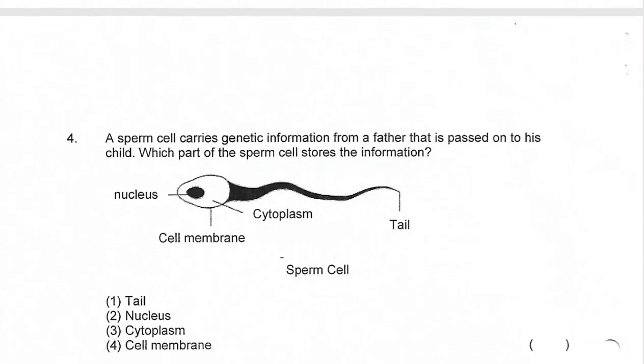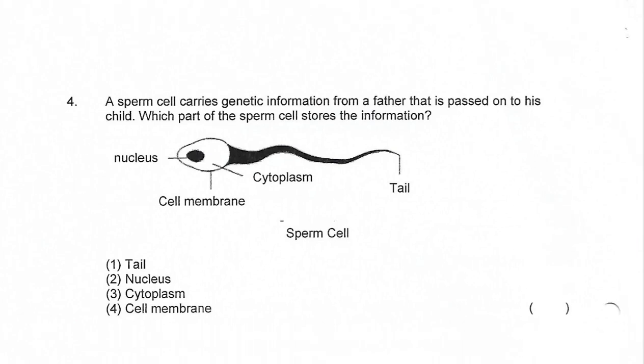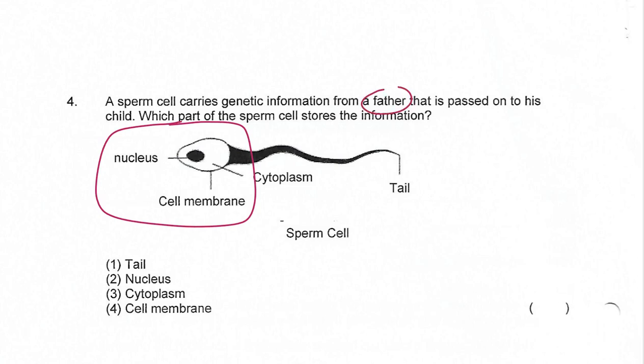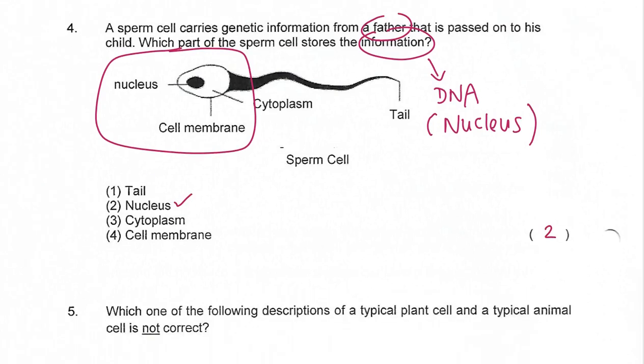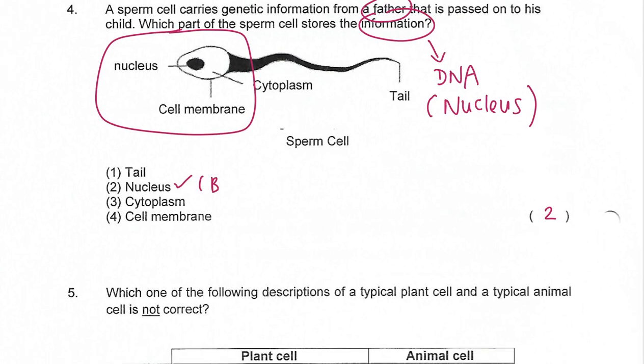Question number 4. Now, we will learn more about sperm cells in our reproductive systems. For now, focus on this part here of the cell. There's genetic information from a father that's passed on to the child. Which part of the sperm cell stores the information? Again, this is similar to the earlier questions where we talk about DNA. That's found in your chromosome and in your nucleus, the brain of the whole cell. So the answer here will be nucleus. Nucleus, the brain. If you recall, we talked about it being the brain.